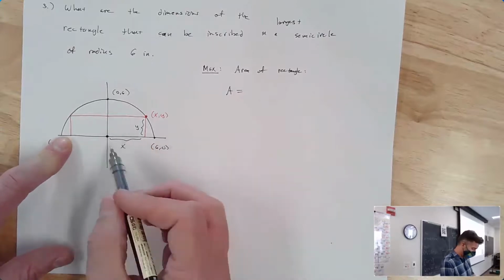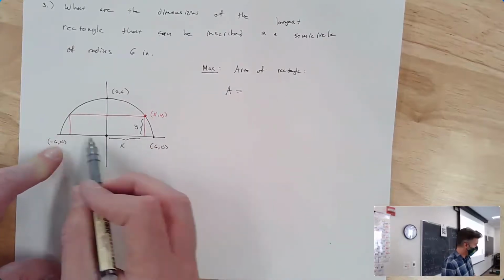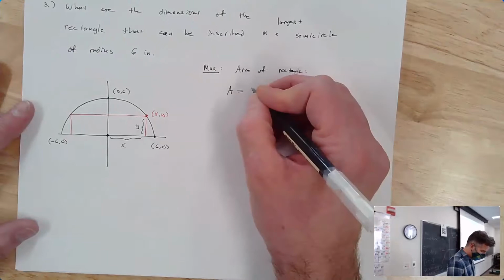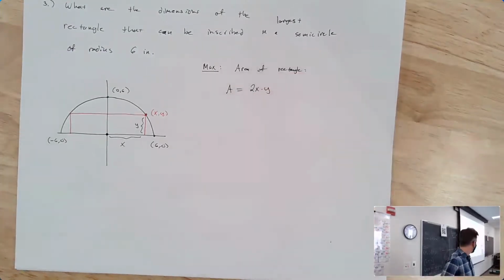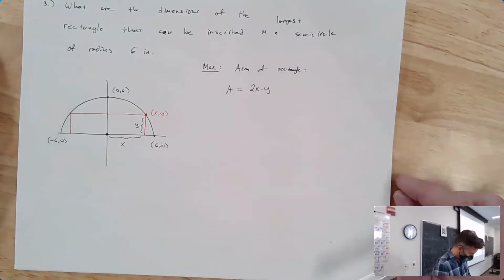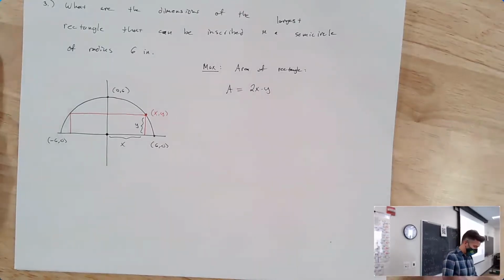Well, it's not just x, it's actually 2x. So the area of this is 2x times y. And this is a pretty typical way of doing it. Okay, now we need to find a constraint.